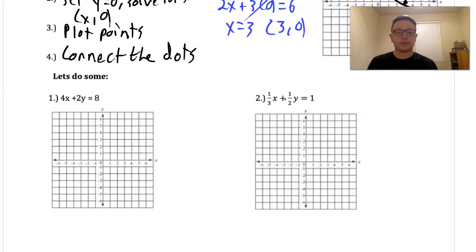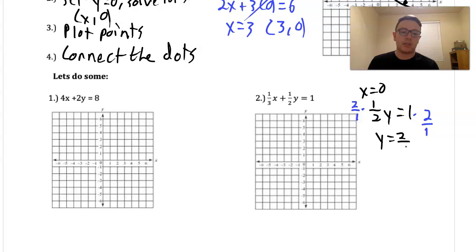We did one similar to this, so we're just going to jump straight ahead and look at this one. For something like this, our first step is to set x equal to 0. So when x is equal to 0, we get 1/2 y is equal to 1. How do we get rid of this 1/2? We have to multiply by the reciprocal, so we multiply by 2 over 1. That gives us y is equal to 2 over 1, or 2. So this tells us we have the point (0, 2).